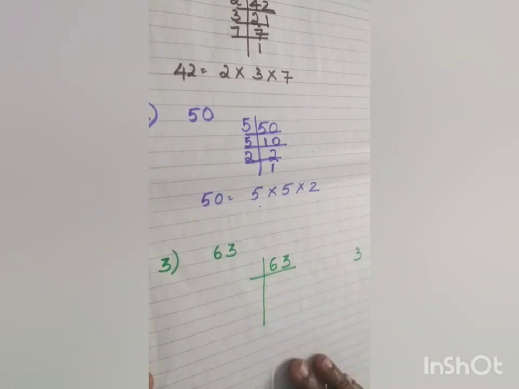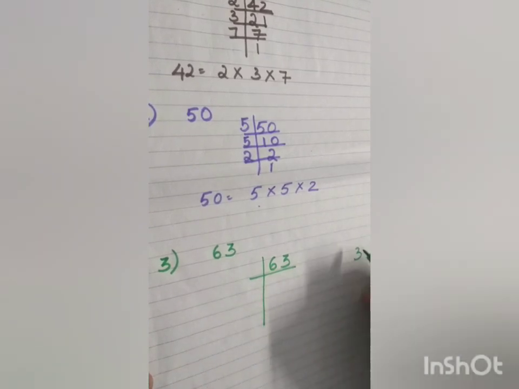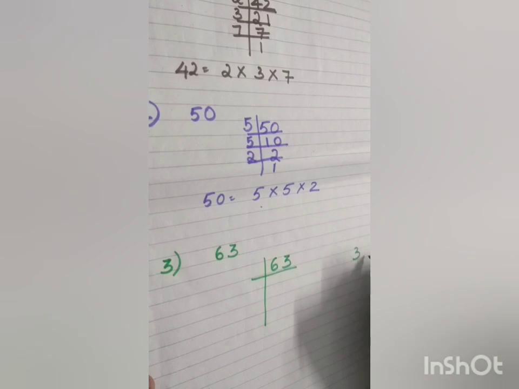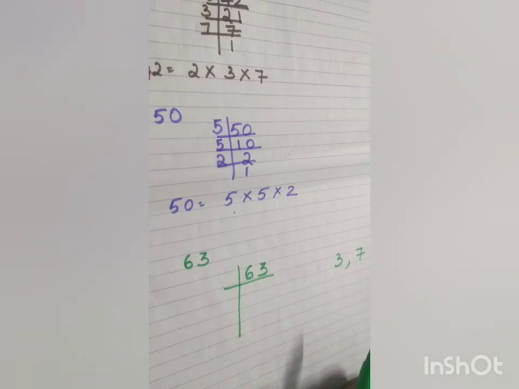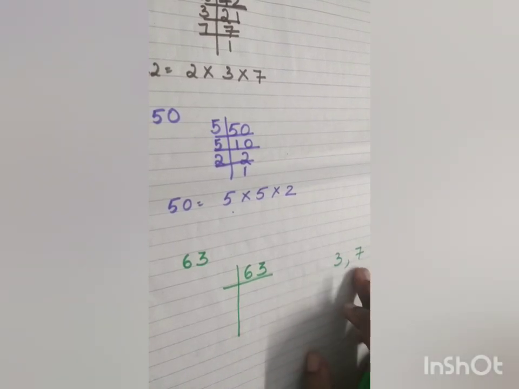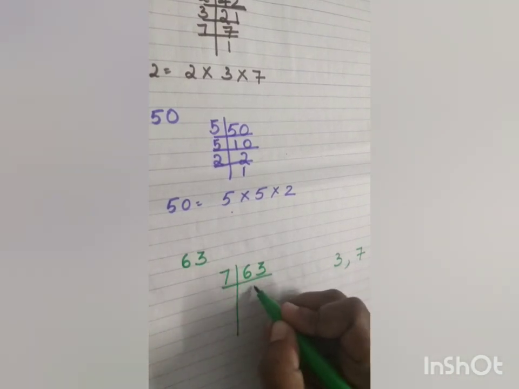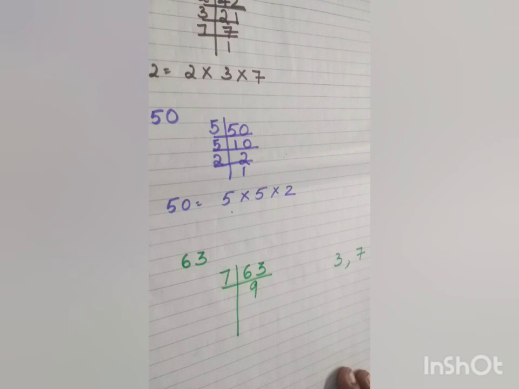And 63 is divisible by one more number. That is 7, because 7 9s are 63. It is divisible by 7 also. So either you can take 3 or you can take 7. I'll take 7 because I know 7 9s are 63. 7 into 9 gives 63.